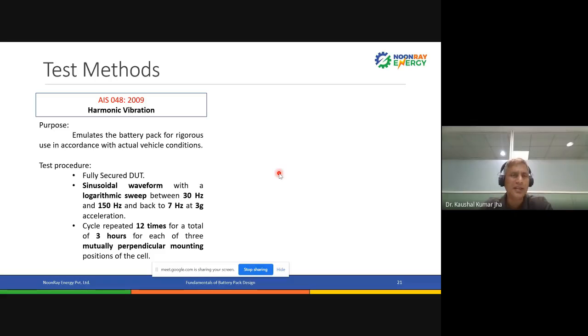So these are the test standards. What it is saying in AIS048 is a sinusoidal waveform with a logarithmic sweep between 30 Hz to 150 Hz and back to 7 Hz at 3G acceleration. Then this cycle has to be repeated 12 times for a total of 3 hours for each of the 3 mutually perpendicular mounting positions, X, Y, and Z.